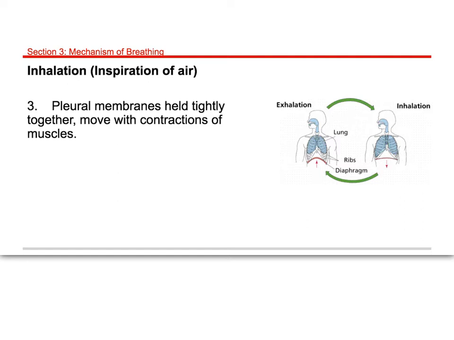Now, step 3 of this inhalation: we have basically changed the pressure. We have dropped the diaphragm, making a larger volume. We have used the intercostal muscles to enlarge the area. Now we're going to focus on the pleural membranes, which are on the very inside of the lungs. The pleural membranes, held tightly together, move with contractions of the muscles. So those membranes are going to allow for this inspiration of air to take place. What should be noted is that these membranes are mucousy, and that allows them to not stick together.